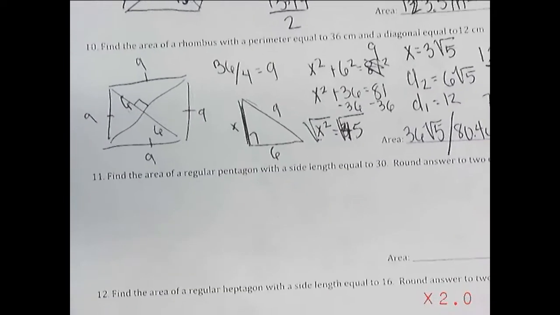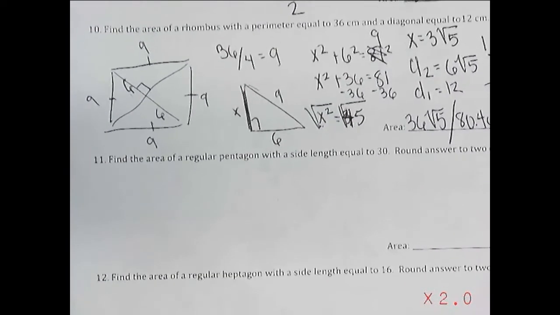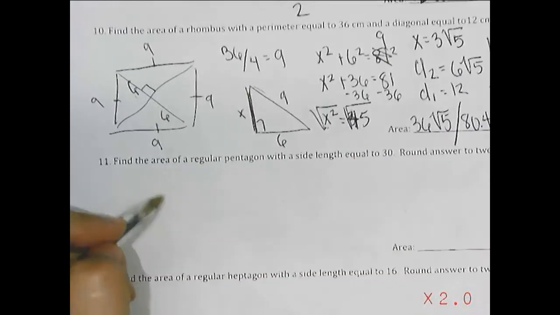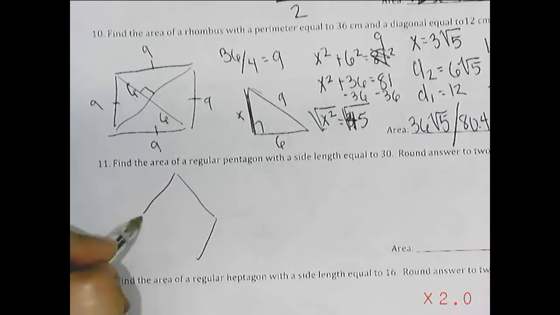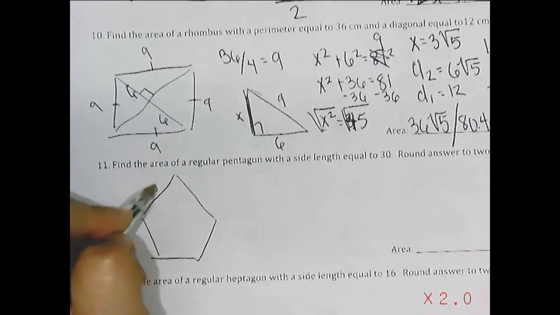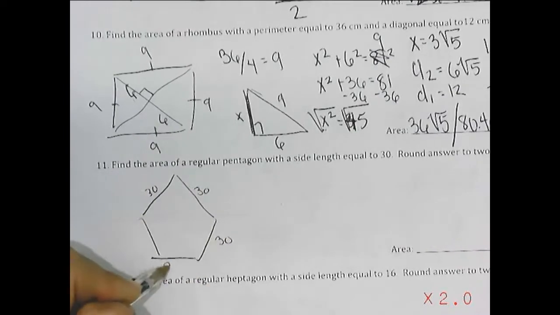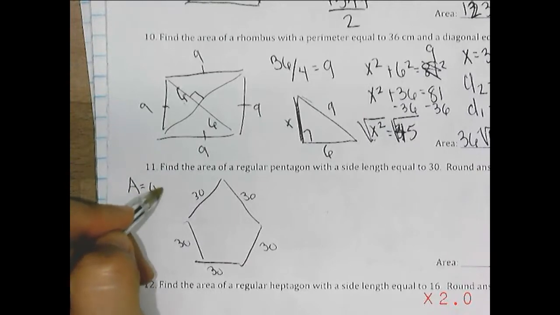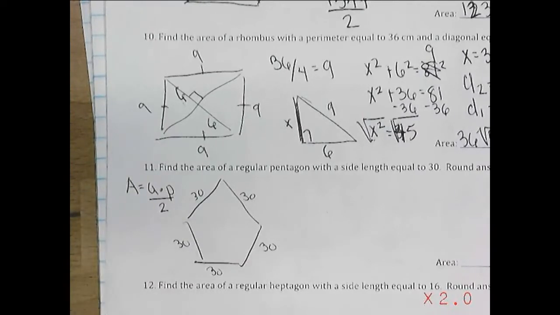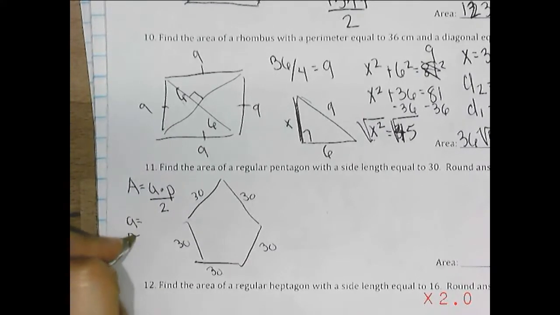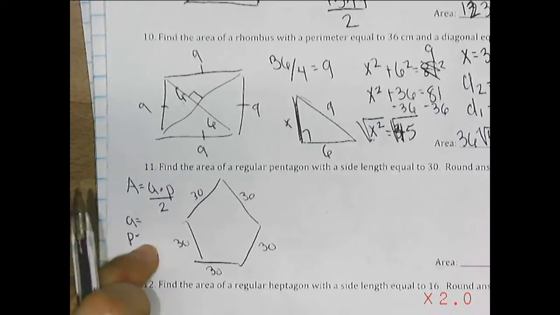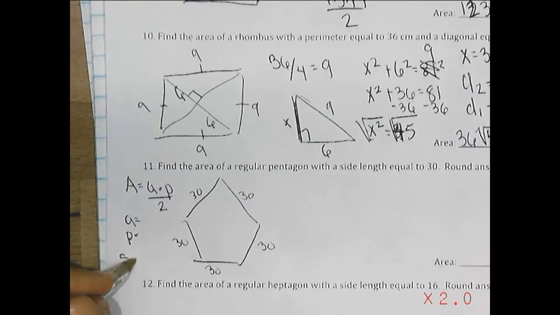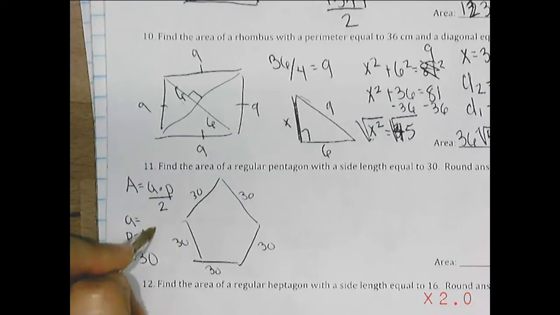All right, so this one says find the area of a regular pentagon with the side length equal to 30. Round your answer to 2 decimals. I'm going to draw a pentagon. 30 is going to be a very long side length, so all of these sides are equal to 30. All right, and let's remember the area equals your apothem times your perimeter divided by 2. So my apothem and my perimeter. Well, I can figure out my perimeter. My perimeter, I'm simply going to take the 5 times 30 and get 150.